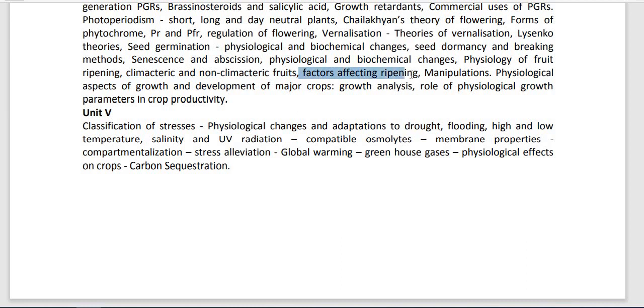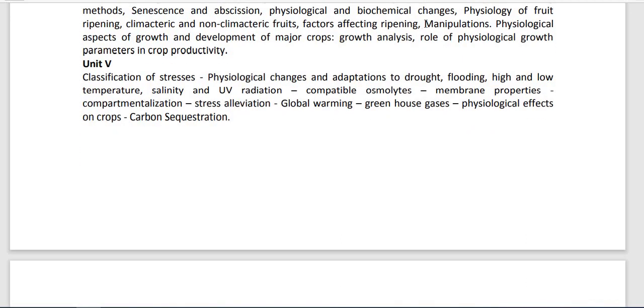Then what are the factors affecting the ripening process? It breaks down the cellulose by using the cellulase enzyme, and it involves the pectinase enzyme, and you have to know what are the enzymes involved during the ripening process of the fruits. Then manipulations.